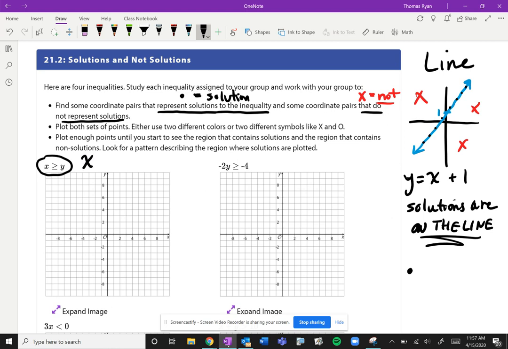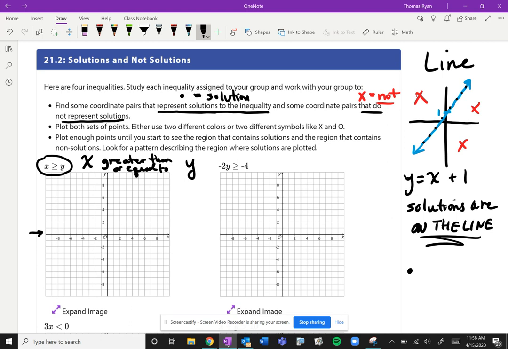X greater than or equal to Y. So let's go find all the points that we can. We'll just find a few. Where is X greater than or equal to Y? The easiest place to start is along one of your axes, and I usually like to start along the x-axis. So let's go find some points that are solutions.